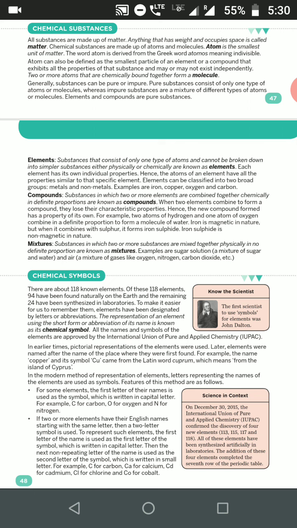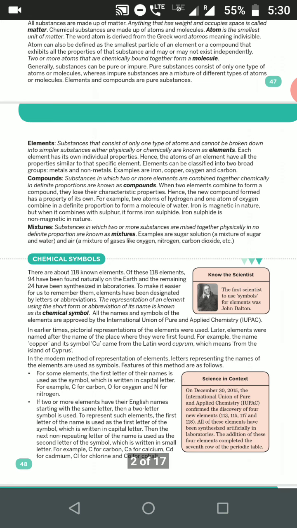In earlier times, a pictorial representation of the element was used. Later, the elements were named after the place where they were first found. See, first it was the scientist called Dalton who discovered the symbols of the elements, but his symbols were pictorial representations, meaning in the form of pictures, and it was too tough to remember the pictures of each element.